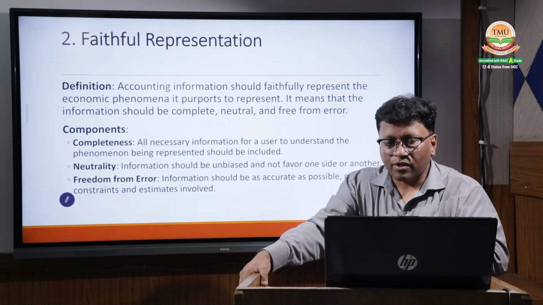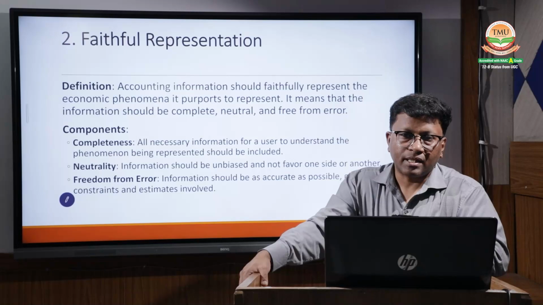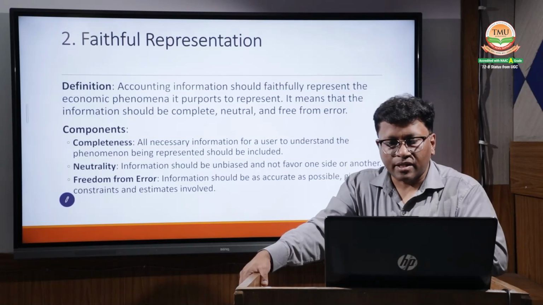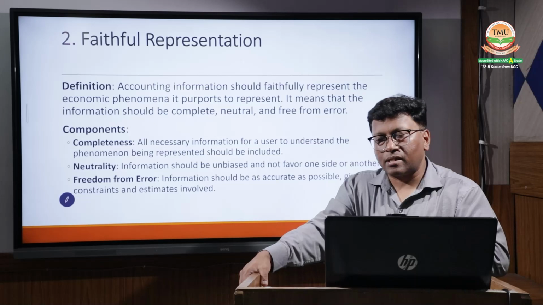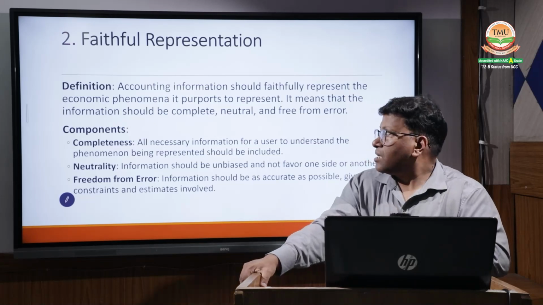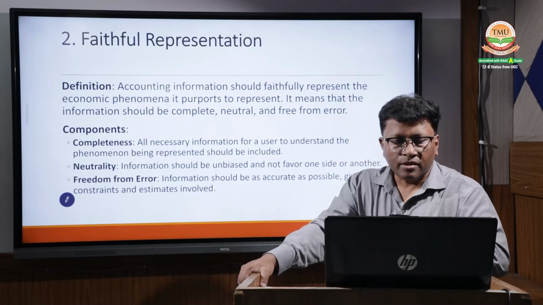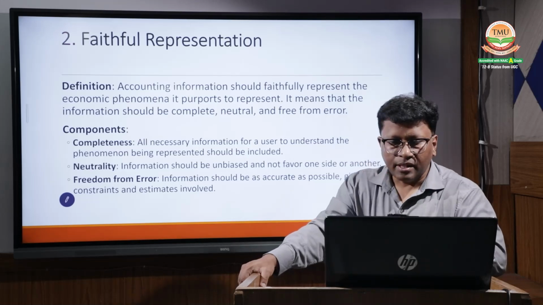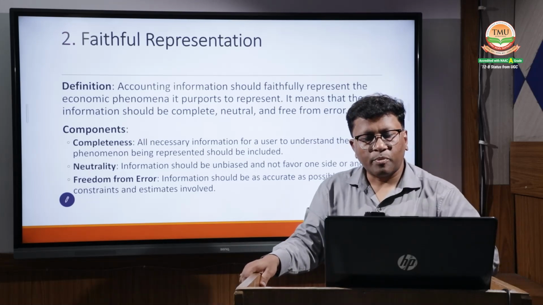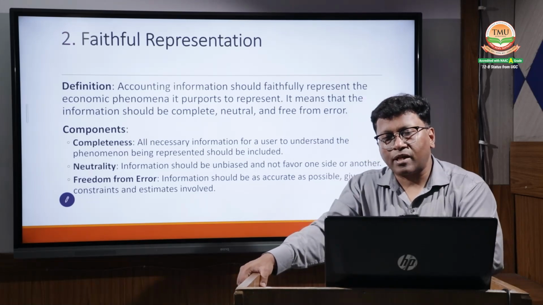So on the basis of the information, the stakeholders take the different economic or financial decisions. So the accounting system is considered to be a faithful representation, right? Completeness should be there, and freedom from error, and neutrality should be there. Information should be unbiased and not favor one side or another.